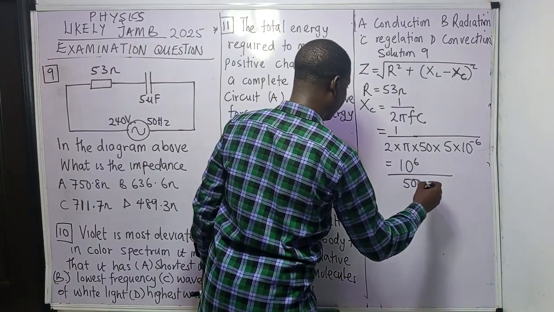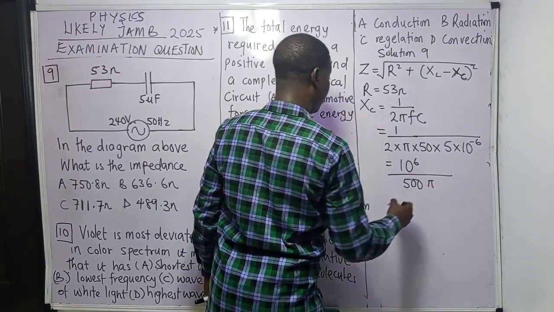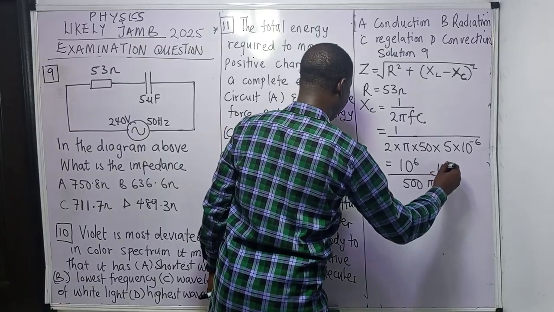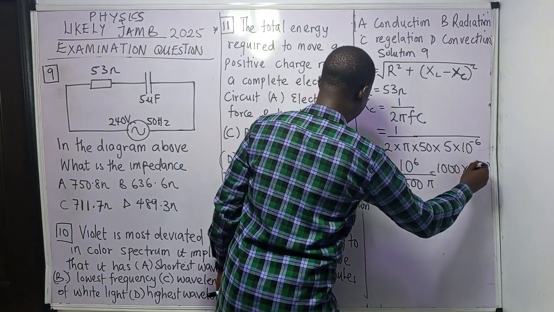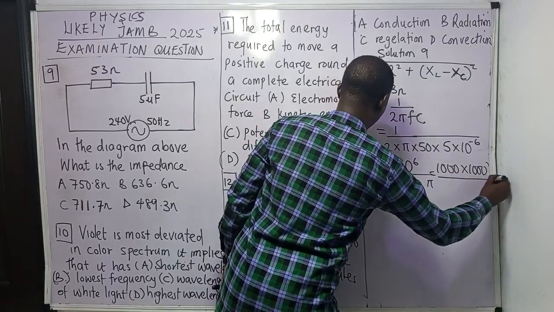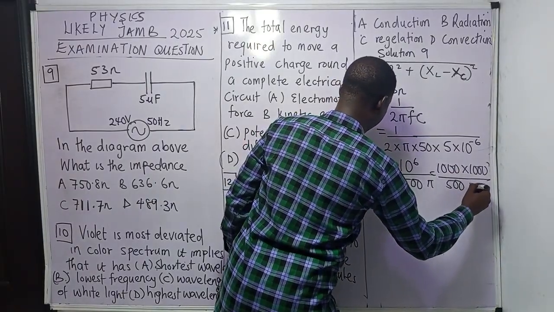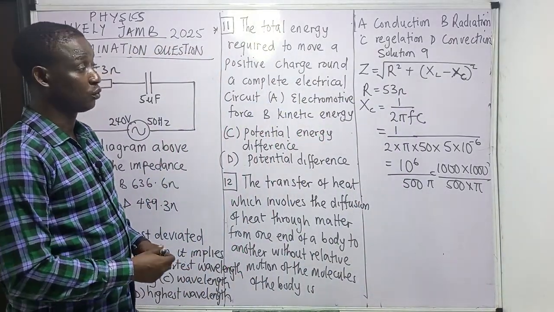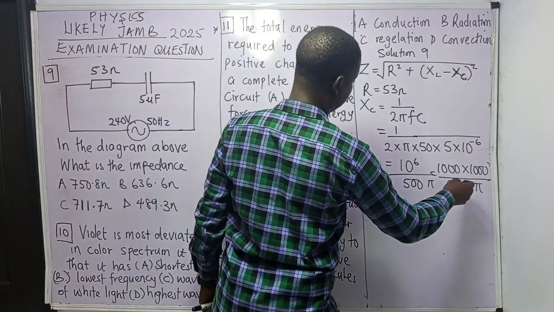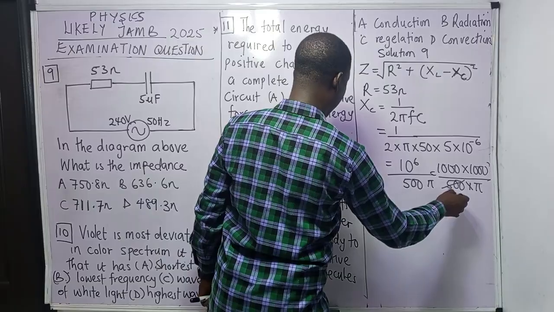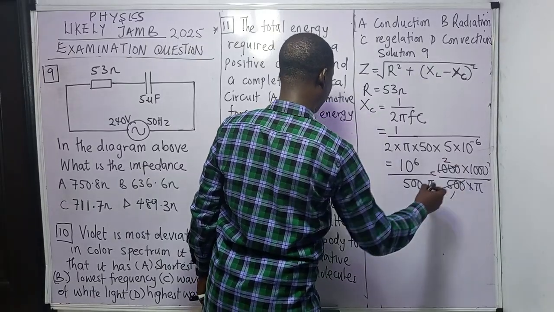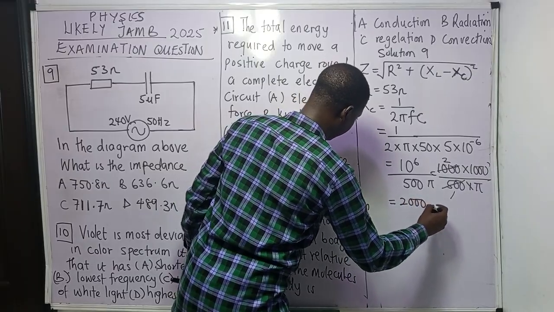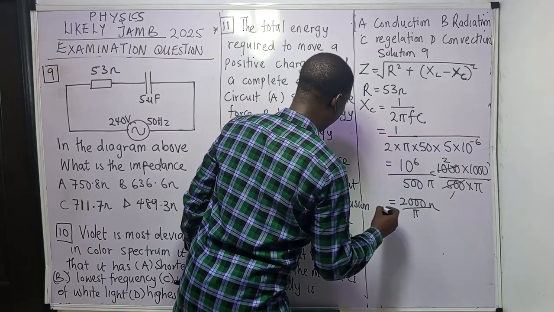So 500 pi. Now if we want to write this one, I can write it as 1000 times 100 all over 500 pi times pi. Please ensure you learn these keys because it will help you to solve problems. So this one will now give us 2000 divided by pi.